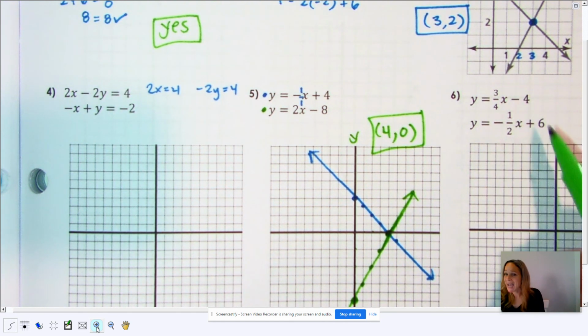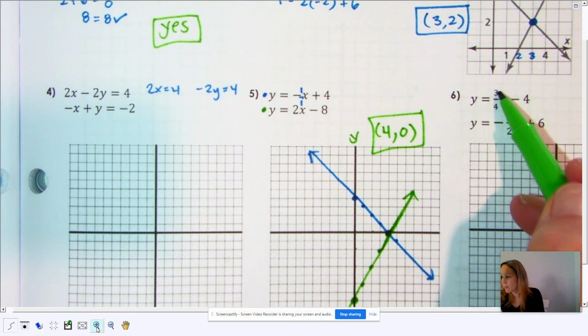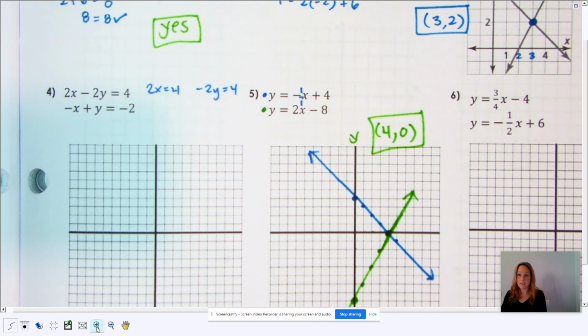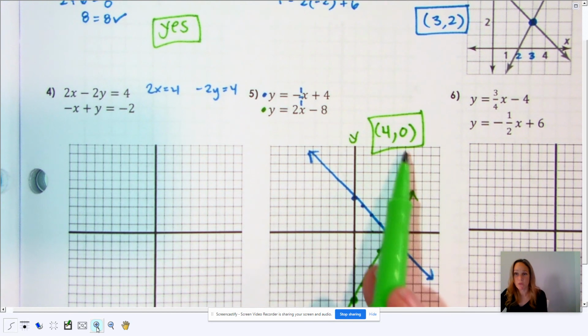Okay, question 6, we're going to skip. You're going to do this problem exactly the same. Begin, go up 3 over 4. Begin at 6, go down 1 over 2. Okay, find where they cross. Make sure the answer is this point where they intersect.